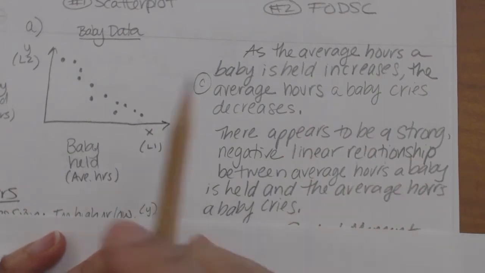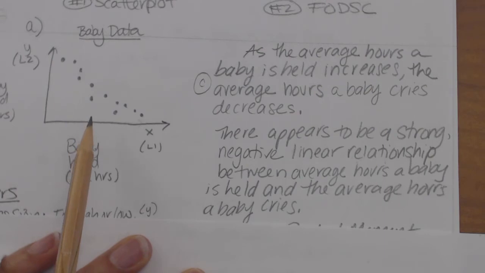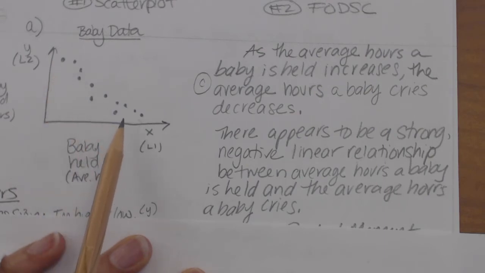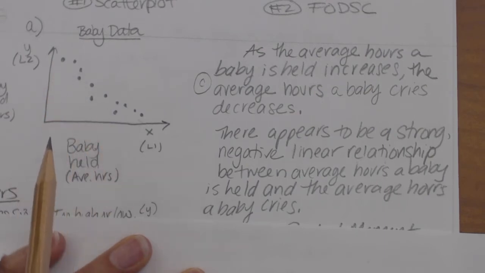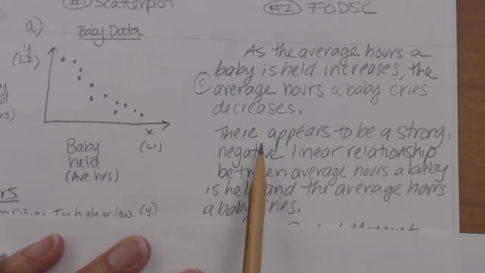What do I see? Because I'm seeing a decrease. Does it look linear? I'm thinking so. It has a nice linear trend, and it's definitely negative because there is that decrease. So let's describe form, direction, and strength. And that's this sentence here.